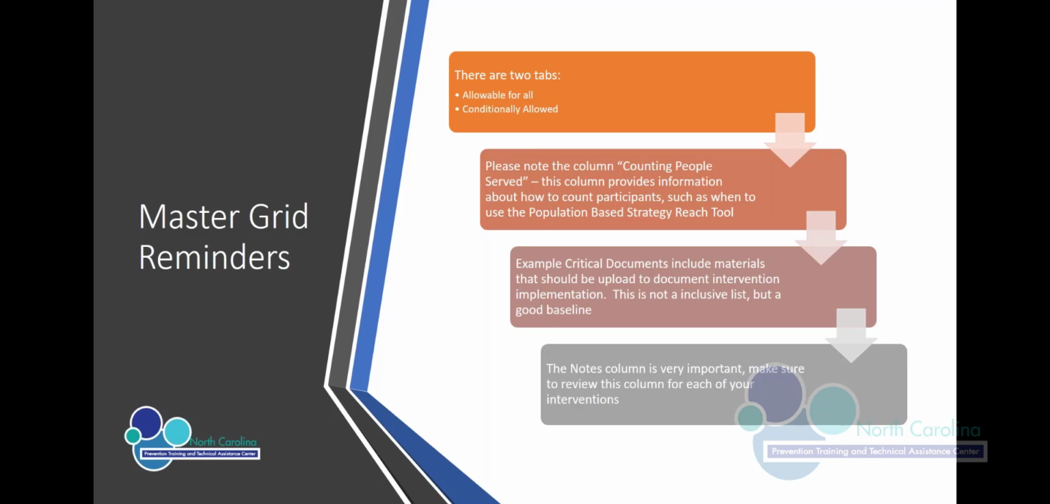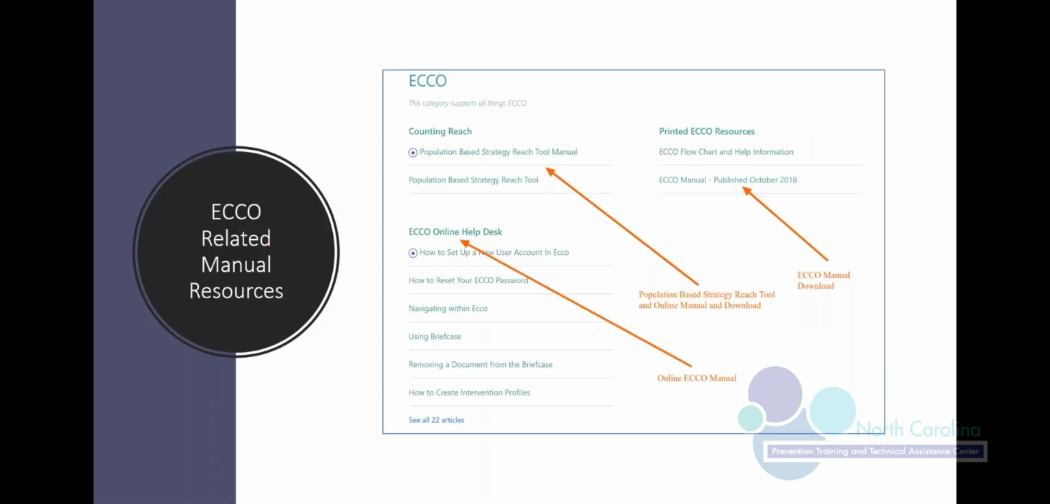All right. Well, that's all we wanted to say really about the master grid. We just wanted to remind you of those few tabs right there: the counting people served, the column of the example critical documents, and the notes column. That brings us to something that you may be more interested in right now: ECCO related manual resources. We're going to move to the ECCO manual.